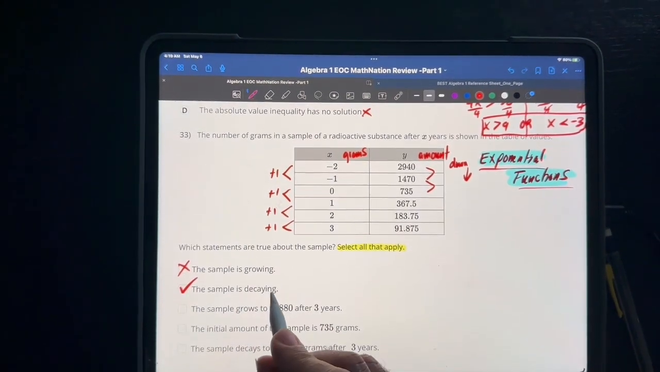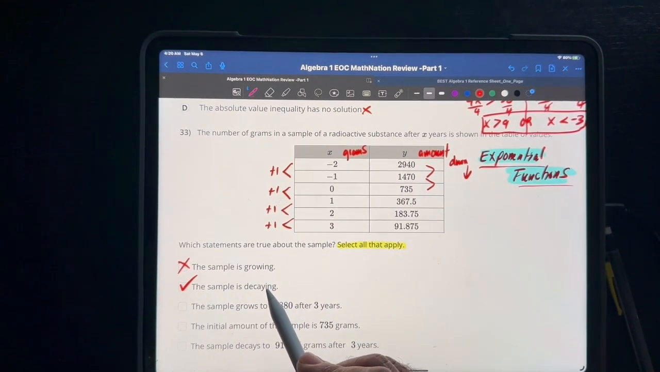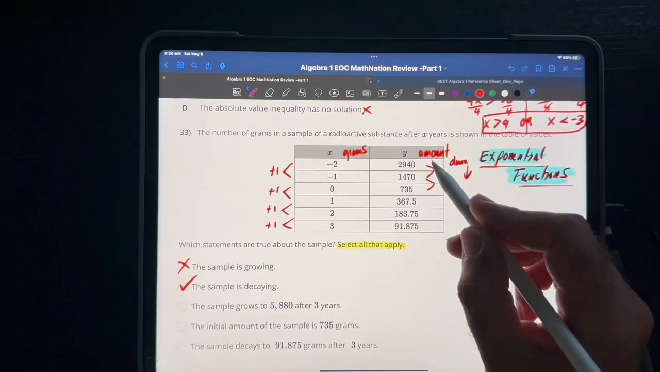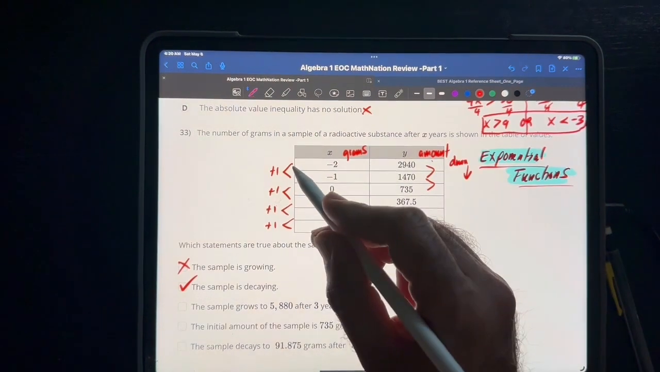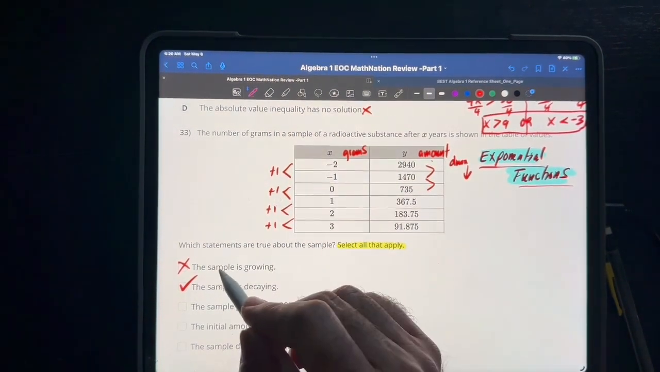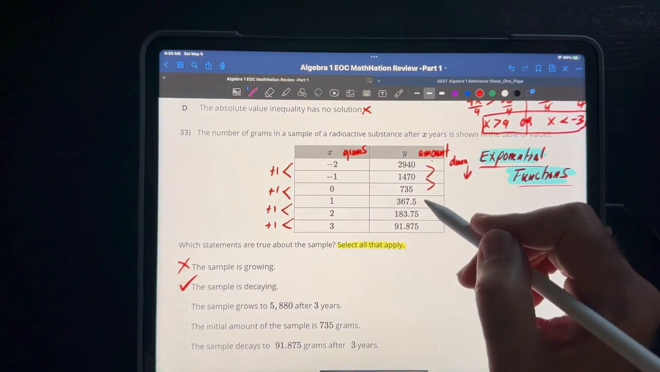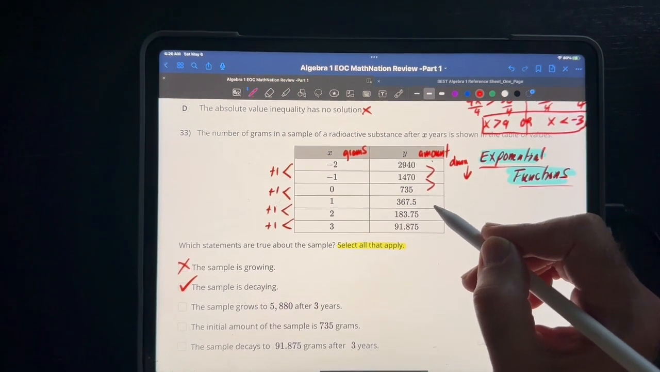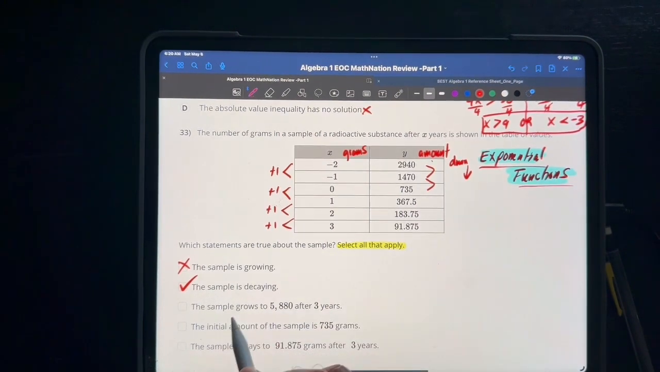With exponential, either of two things is going to happen: either it's growing or it's decaying. Those are your two options, right? So how do you know which one? You look at your Y, not your X's. Because if you look at your X's, you think, oh, X is getting bigger, so you pick growing. To determine that, you look at your Y values. Your Y is decreasing in this example. So decreasing means decaying.